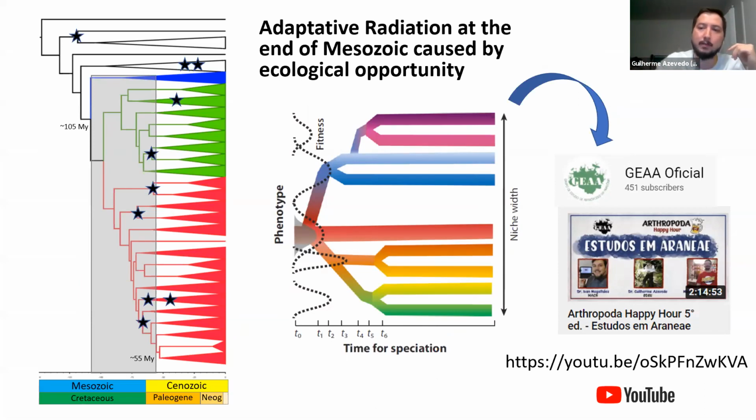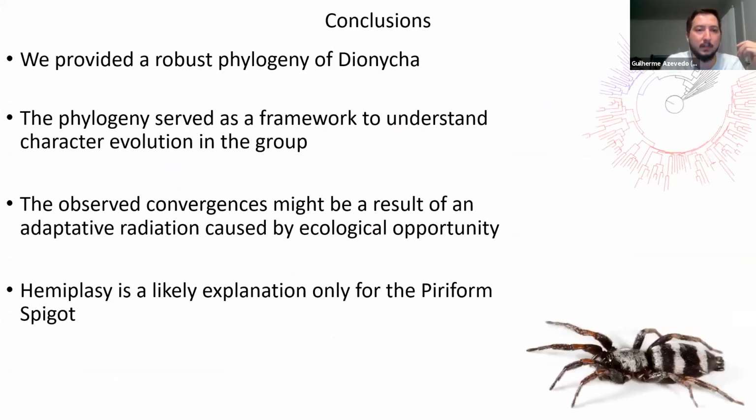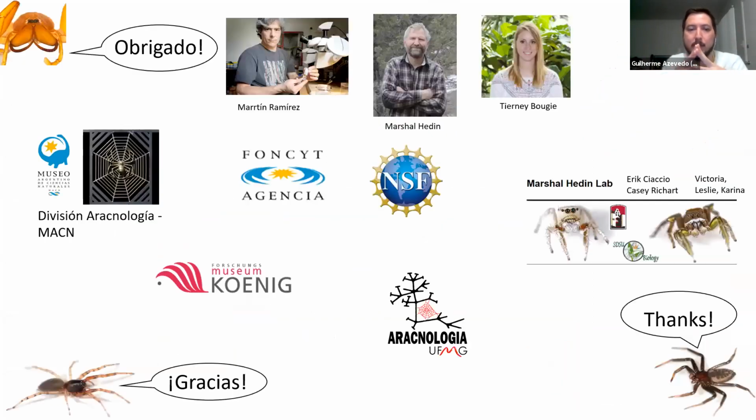So just to finalize, we provide this robust phylogeny of Dionycha. The phylogeny serves as a framework to understand the character evolution of the group. And we show some convergence and hemiplasy in the piriform spigot. That's all. Thank you, everybody, and thank you to all the collaborators and institutions.